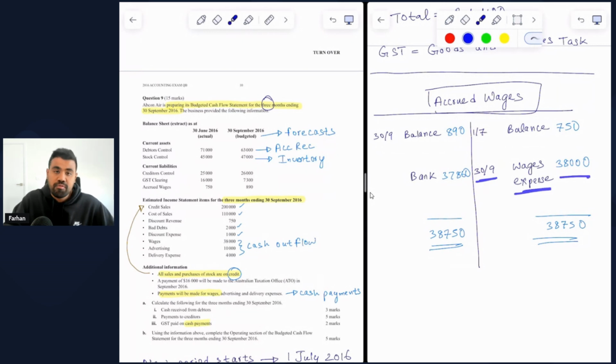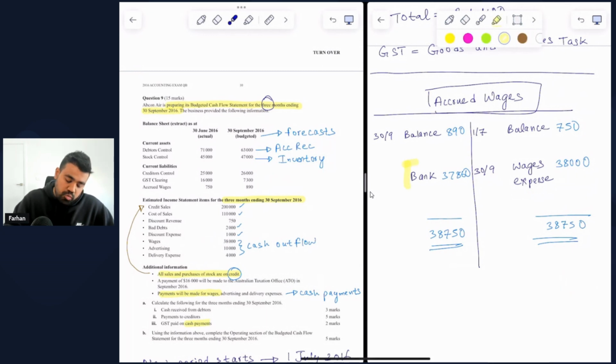So where did I get this amount from? This is referring to the total wages expense. That is what we get from the income statement. So which is what we have included here. Now this highlighted amount is what we had to calculate ourselves, which refers to the payment we've actually made for wages to our employees. So how does this work?